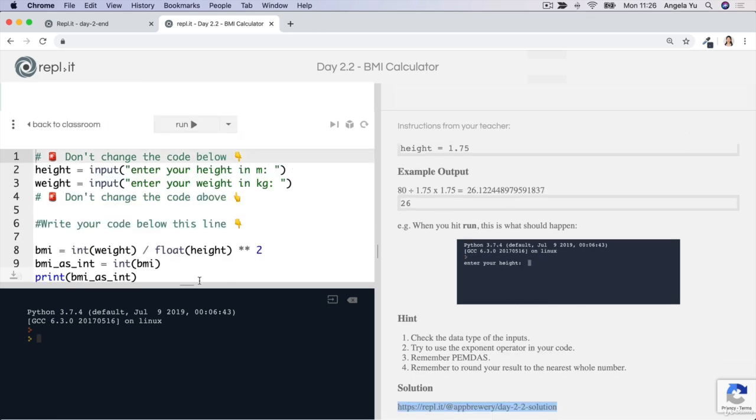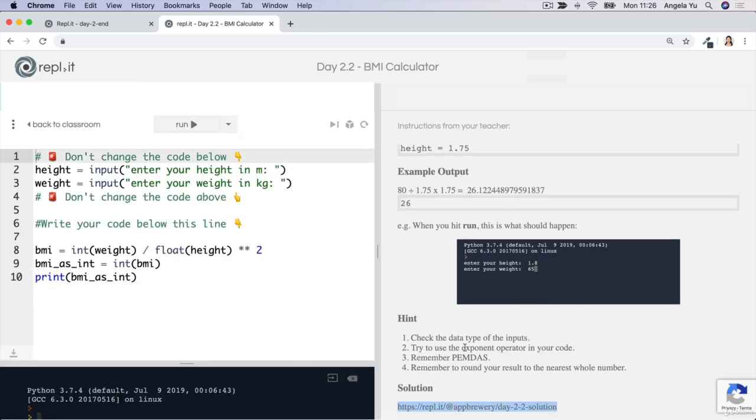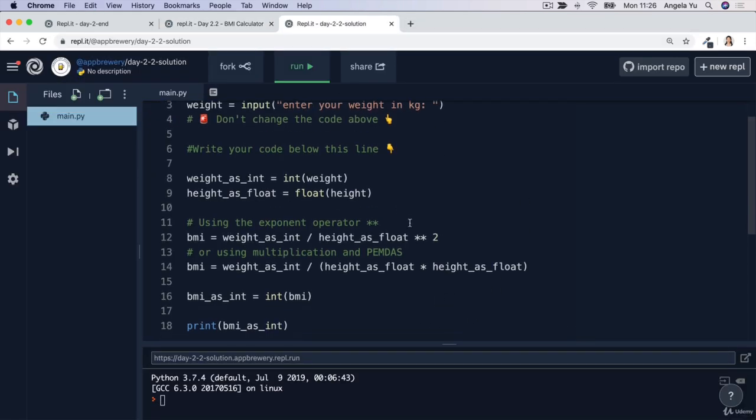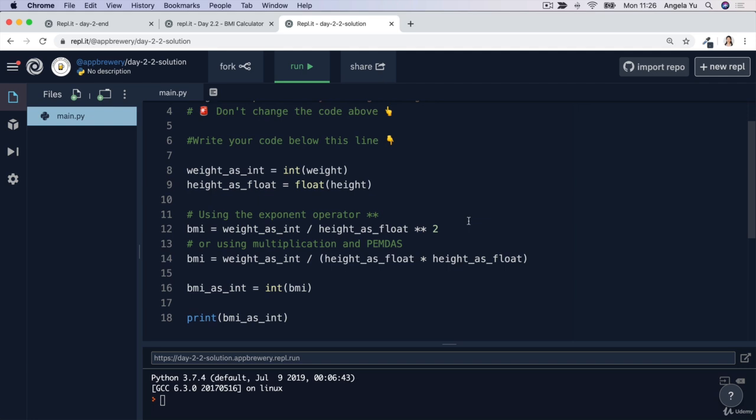If you want to have a play around with the solution code, then head over to this replit over here, and you'll be able to see the solution code with a lot of comments explaining the code line by line and showing you some different ways of doing things. For example, instead of converting the weight and height on the line where we're actually doing the calculation, you could do it beforehand. Alternatively, instead of using the exponent operator, because something to the power of 2 is simply something multiplied by itself, you could also just do height as a float times height as a float.